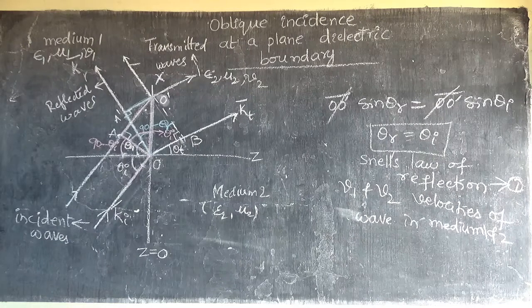Now the time taken by the incident wave to travel from A to O dash in medium 1 is equal to that taken by the transmitted wave in medium 2.